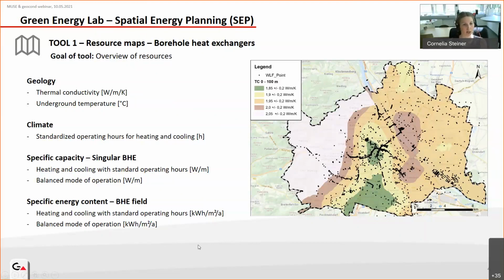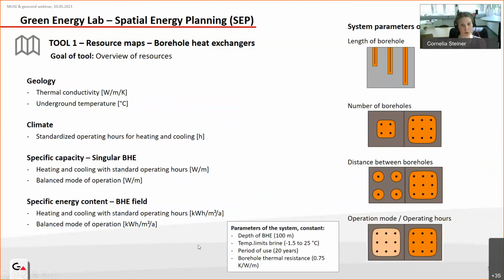Martin, please go on. And so if you want to calculate the energy or the capacity, it really depends on the length of the borehole, the number of boreholes, the distance between the boreholes, and the operation mode. If you're going to use it for heating and for cooling or for both, and for how many hours per year. And so if you want to calculate those parameters, you have to fix the system. And the other way around, this means that our maps are still, strictly speaking, only valid for the system that we have selected for the calculation.